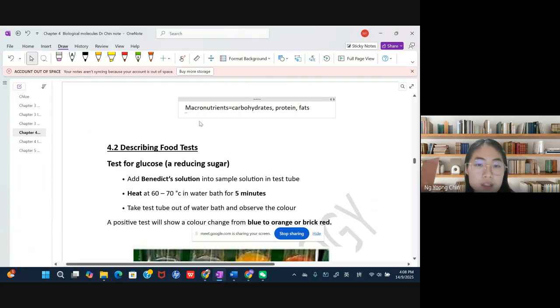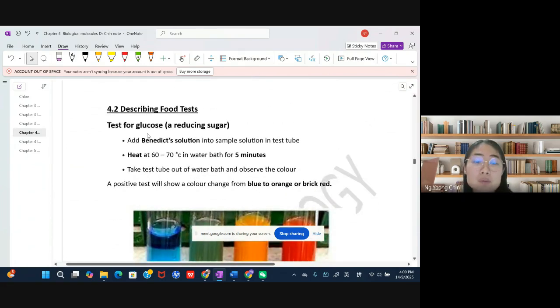Okay, so the foods also contain carbohydrates, protein, and fat. Then the question is, how are we able to detect the concentration of the nutrient molecule, or the amount of the nutrient molecule inside the food sample? So that's why we come up with the food test. So now we talk about the glucose test.